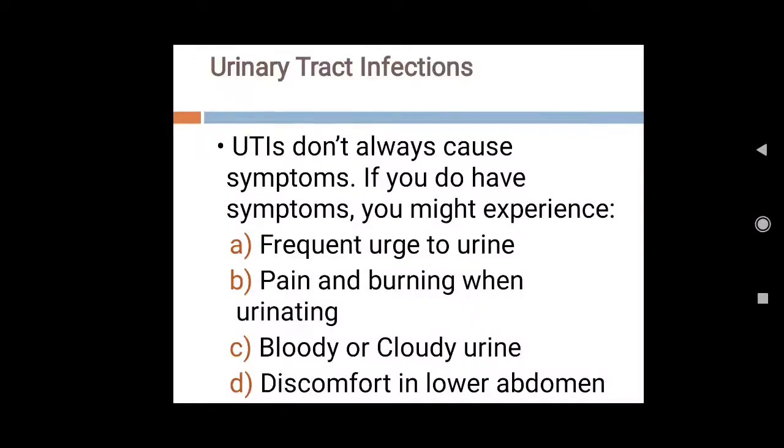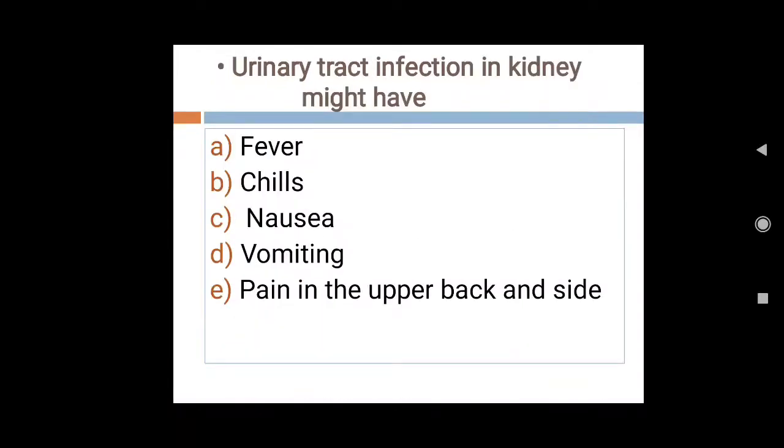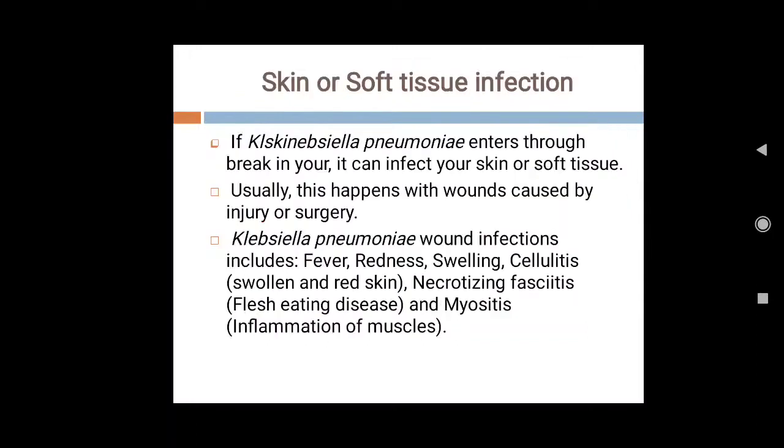Urinary tract infections (UTIs) don't always cause symptoms. If you do have symptoms, you might experience a frequent urge to urinate, pain and burning when urinating, bloody or cloudy urine, and discomfort in the lower abdomen. Urinary tract infection in the kidney might cause fever, chills, nausea, vomiting, and pain in the upper back and side.